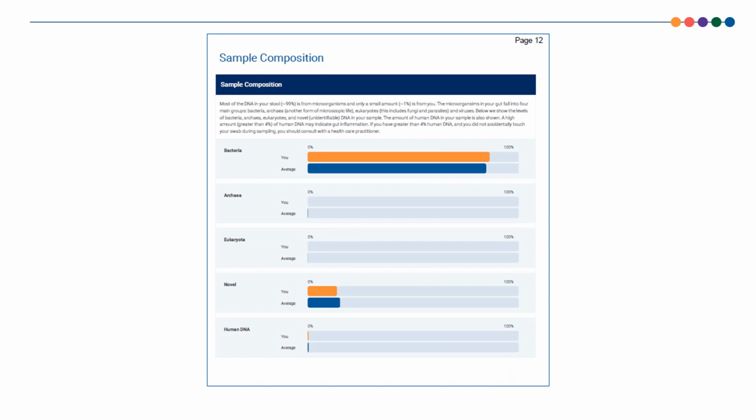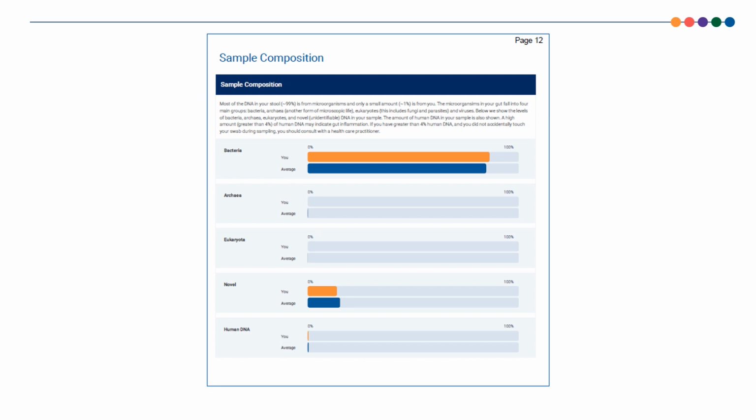The first chart we see here describes the DNA sample composition compared to a healthy cohort. The microorganisms in the gut consist mainly of bacteria. We also assess other classes of organisms, including archaea, eukaryota, which includes fungi and parasites, a novel category, which is DNA that cannot yet be identified, and human DNA.